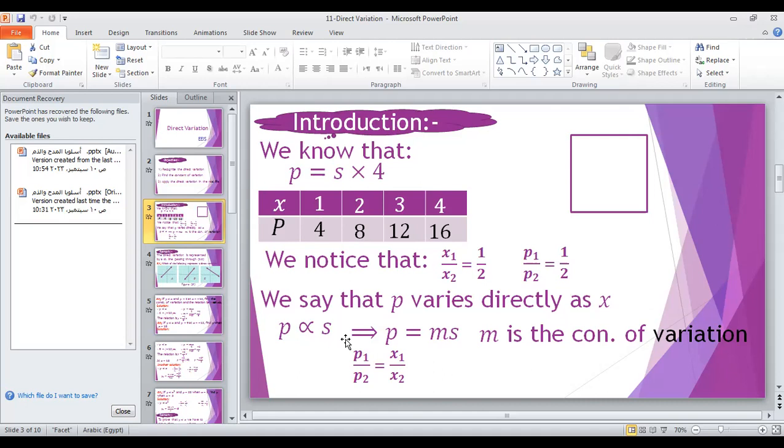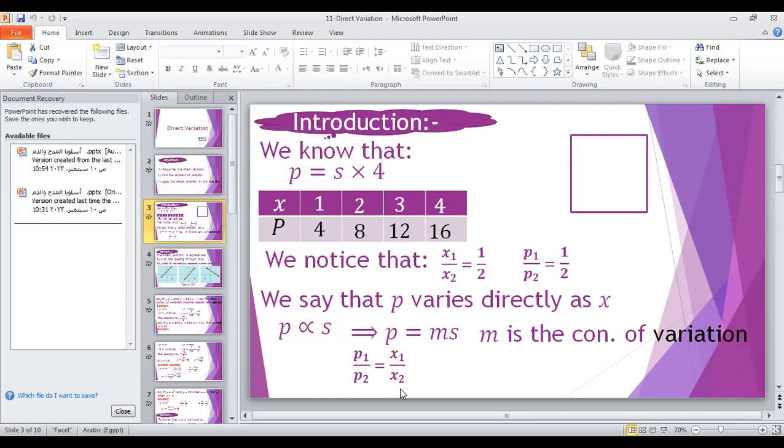I want to write it as an equation, so we can write b equals m times x, such that m is the constant of variation. The constant of variation means b1 divided by b2 equals x1 divided by x2. If I say b1 divided by b3, it will equal x1 divided by x3. And b1 divided by b4 equals x1 divided by x4.